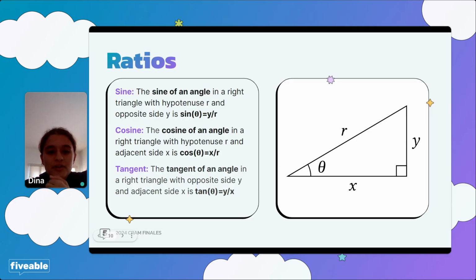And as many of you have heard, this has the mnemonic SOHCAHTOA. So sine is opposite over hypotenuse, cosine is adjacent over hypotenuse, and tangent is opposite over adjacent. That might help you a little bit on your AP exam if you're struggling to remember these ratios.